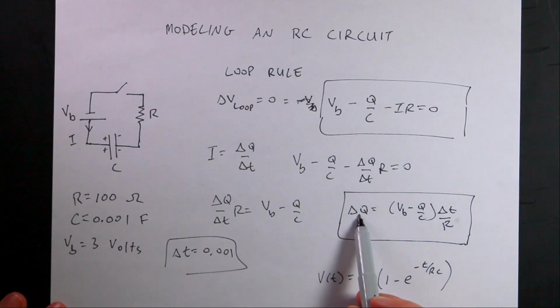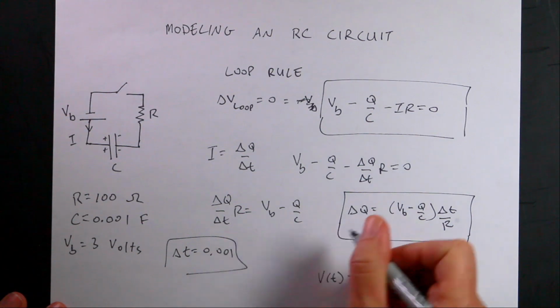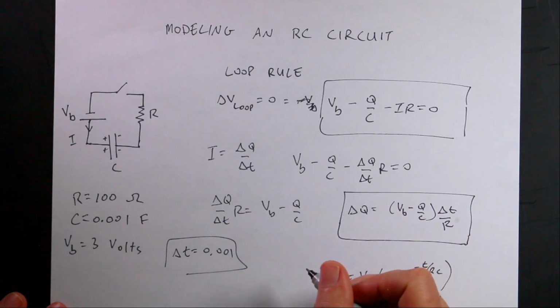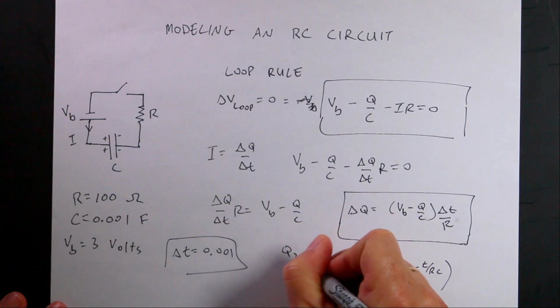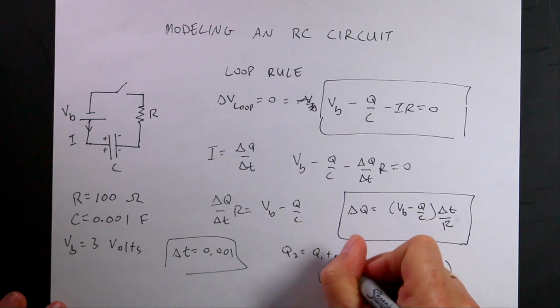And once I know delta Q, I can say, let's call the initial Q on the plate Q1. After that time, we have Q2, and I know that Q2 is going to be Q1 plus delta Q.